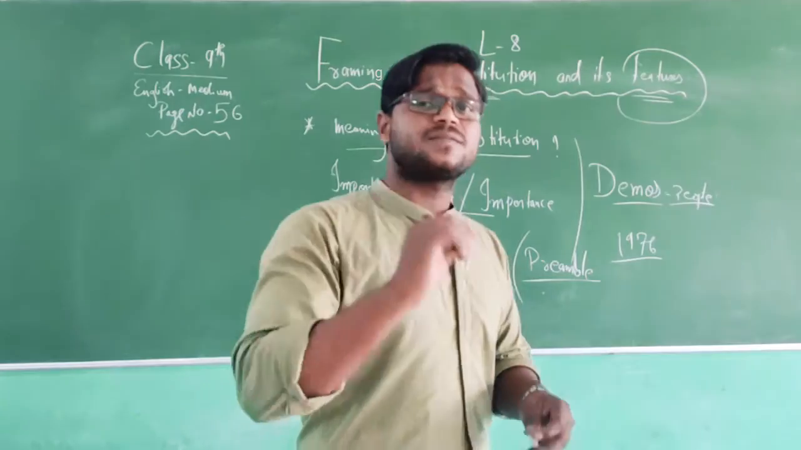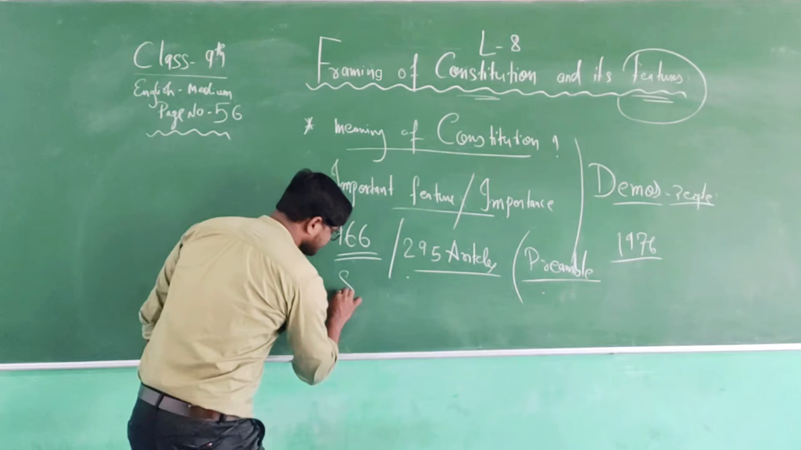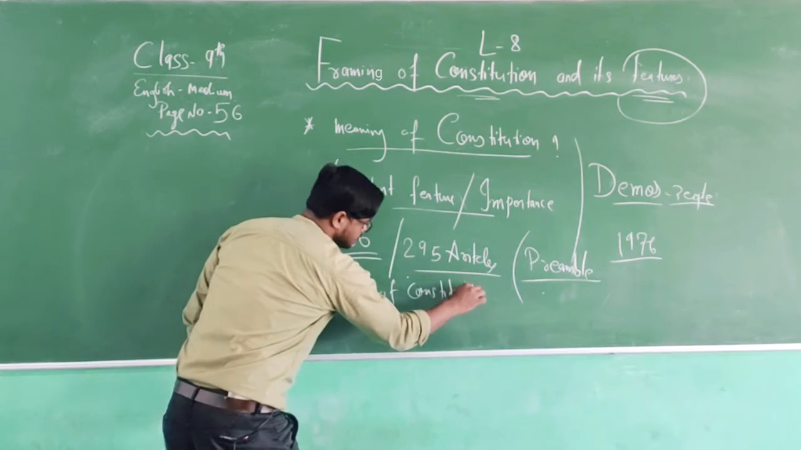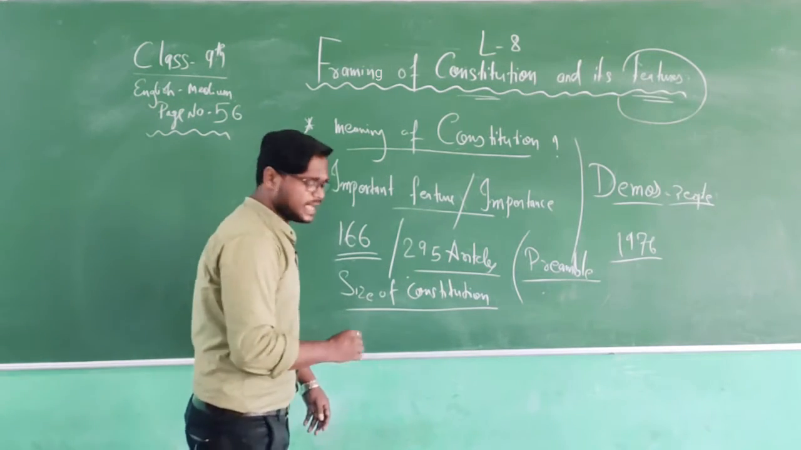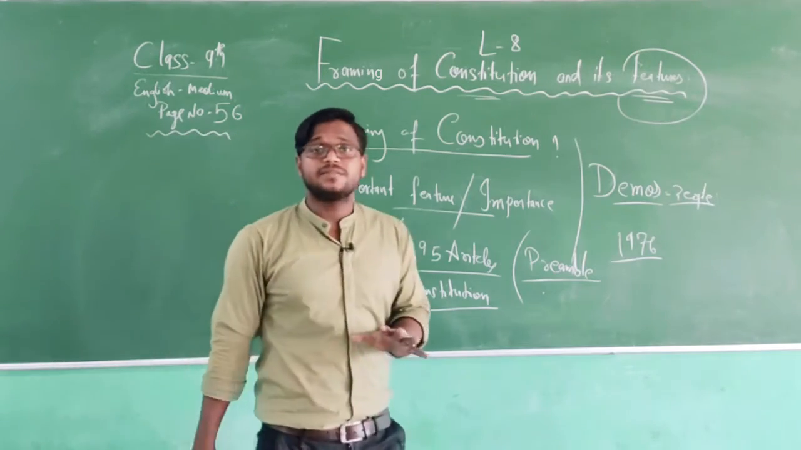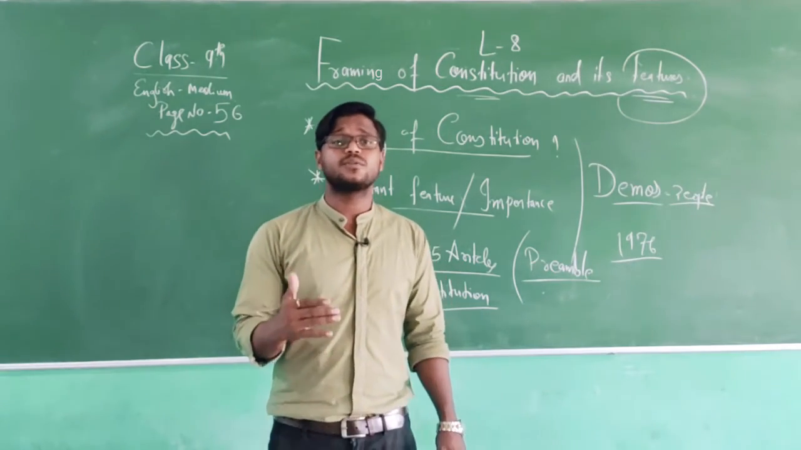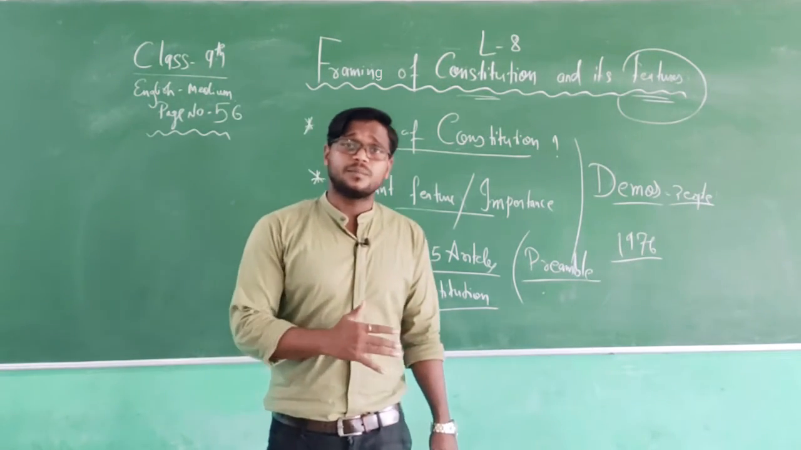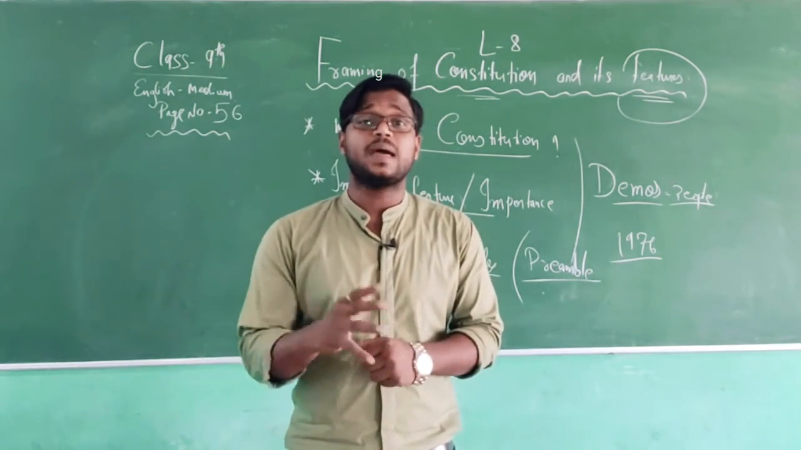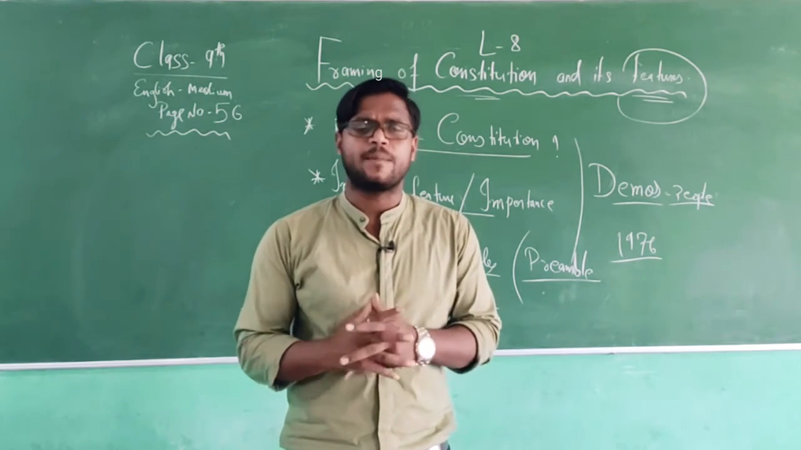Now what is the size of the constitution? As I told you, 395 articles. The size of the constitution consists of basically 395 articles and 22 sections. All the sections are derived according to the rules, regulations and laws. It is also comprised of the 8 appendices, as I told you. Now it has moved towards 12 appendices. When it was enforced in '76, it consisted of 8 appendices.